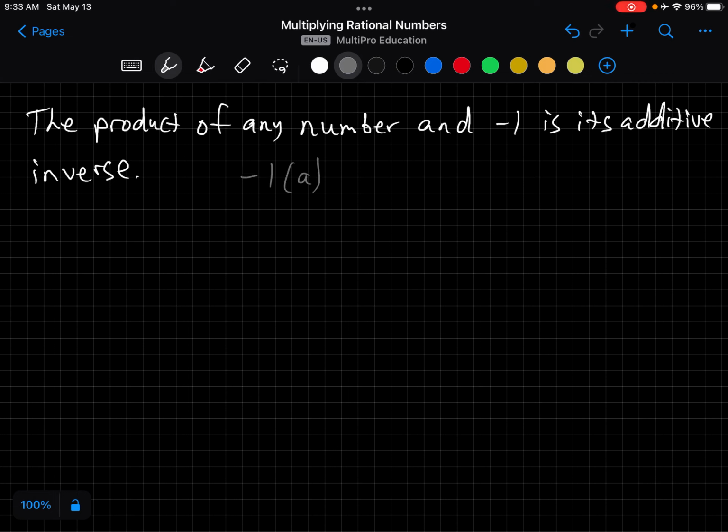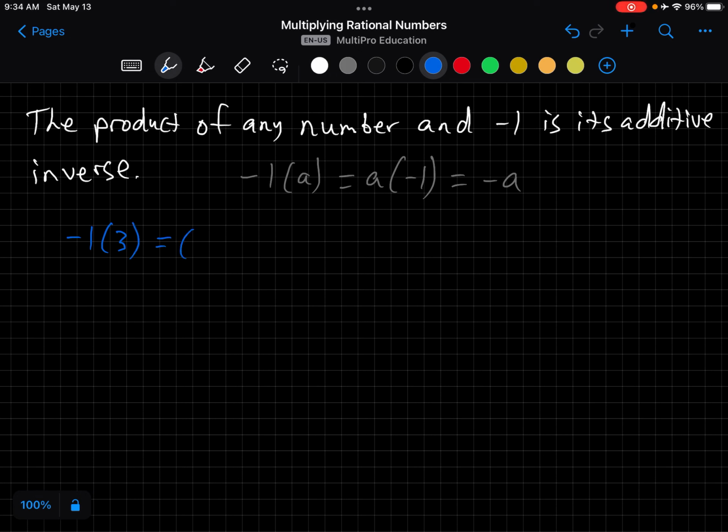All right, so let's look at this algebraically. If we have minus 1 times a, where a is any number, this is the same as a times minus 1. And this is the same as minus a, because they each have a different sign, so it has to be negative for the answer. So let's plug some numbers in.